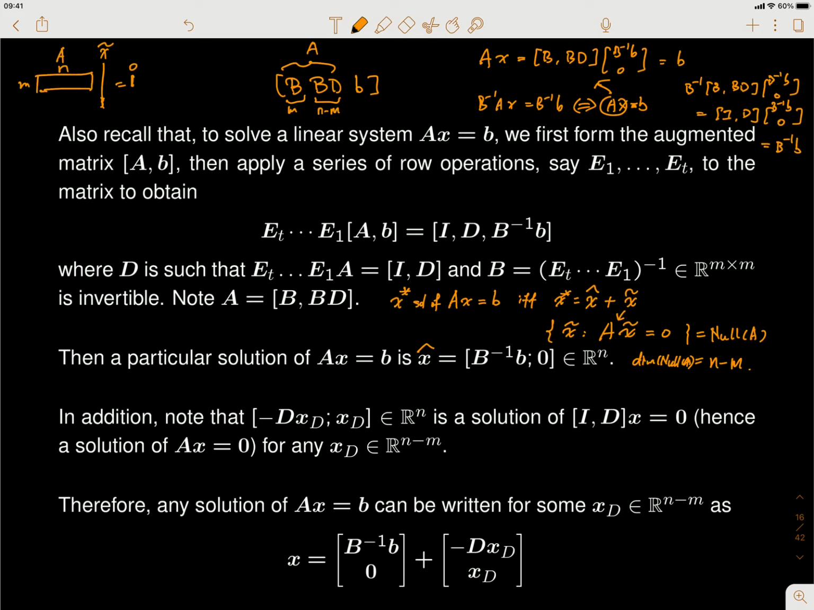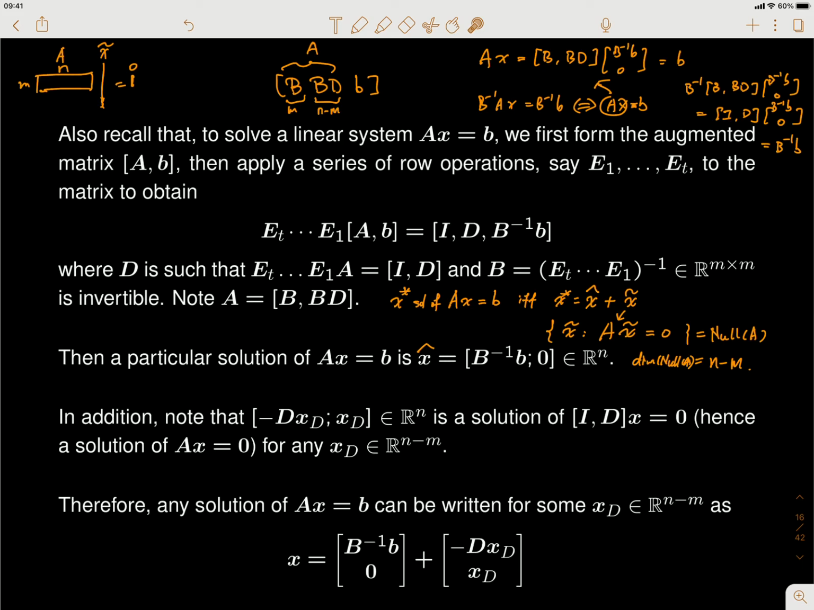Or in other words, you can find a basis with n minus m vectors. They are linearly independent, and they can span the whole null space. So that is a general solution for the homogeneous linear system. And the general solution for the inhomogeneous system is just written as a particular solution plus that. That's what you learn in linear algebra.